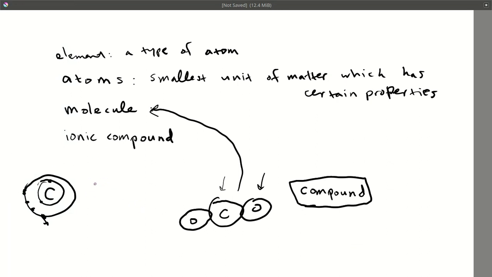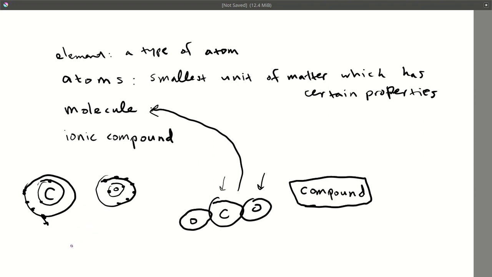When the carbon atom with 4 electrons on the outside meets an oxygen atom, now an oxygen atom has 2 electrons on the inside, this is an O in the middle, and 6 electrons on the outside. When these 2 atoms meet, if they crash into each other with just the right amount of energy, then they will start sharing the outside electrons.